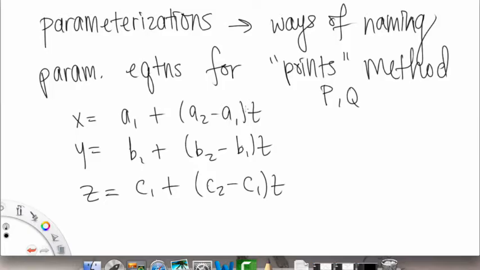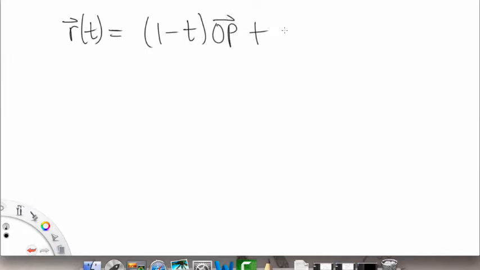So more or less, this part comes from having to subtract one point from the other to get your V vector, okay? But anyways, that's pretty much it. And the last thing I do want to note is that for the last kind of parameterization, the points one, when you're given that it goes through 2 points, this was our final vector parameterization, (1 minus t) times OP plus t times OQ.